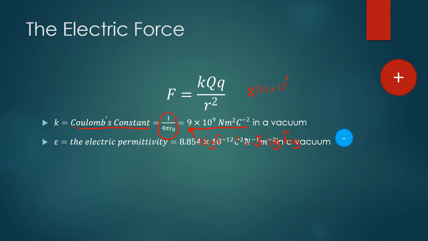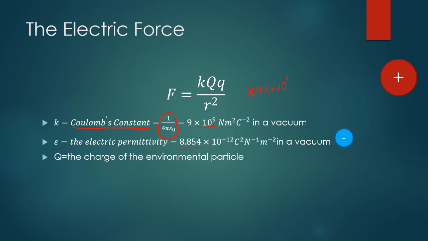All right, let's erase all this so that we can talk about what epsilon is. Now this equation, like I said, is what we use to calculate this 9 times 10 to the 9th, but it's actually 1 over 4 pi epsilon 0. And epsilon stands for the electric permittivity. In a vacuum, it is 8.854 times 10 to the negative 12 coulomb squared per newton per meter squared. And so this is experimentally gotten. And the more conductive the material is, the greater the electric permittivity is.